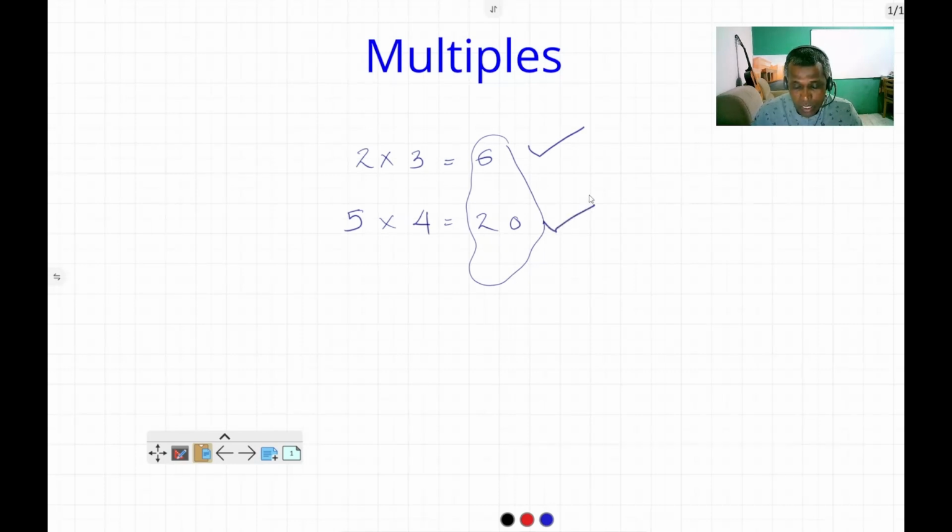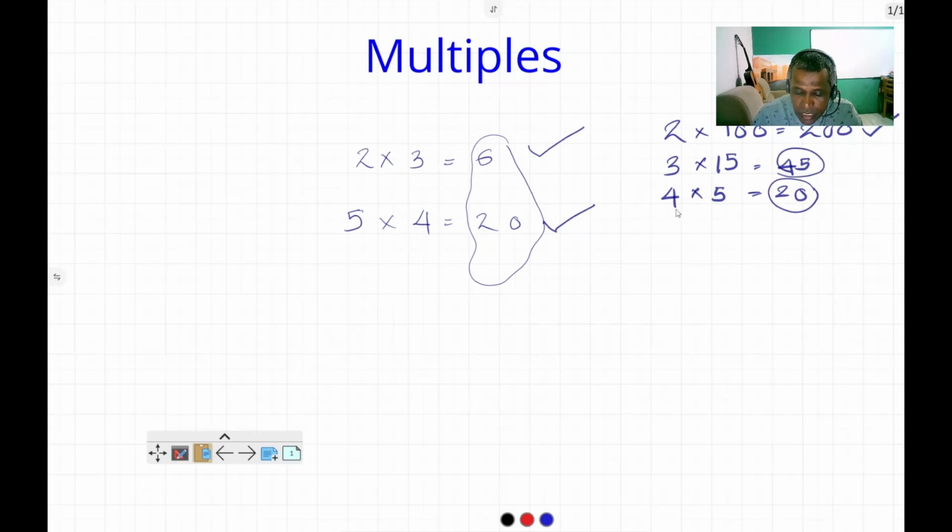That means all the tables we learned, 2 table, 3 table, 4 table. 2 times 100 is not in the table, but we can also multiply it. We are getting 200. 200 is a multiple of 2. 3 times 15, we are getting 45. 45 is a multiple of 3. 4 times 5 is 20. 20 is a multiple. The multiples of 4 and 5, 3 and 15, 2 and 100.